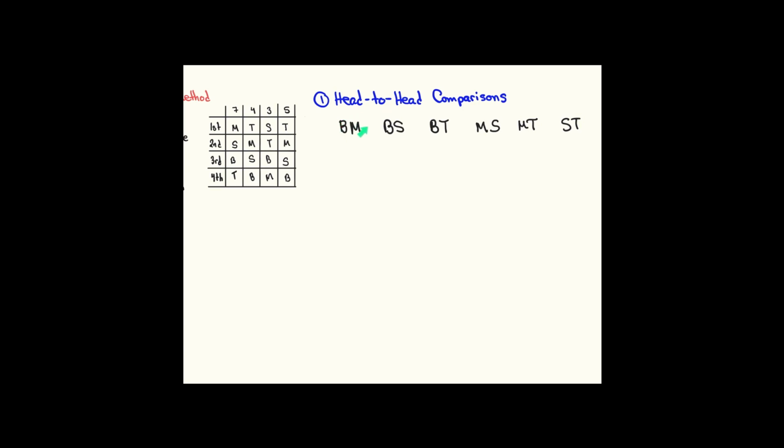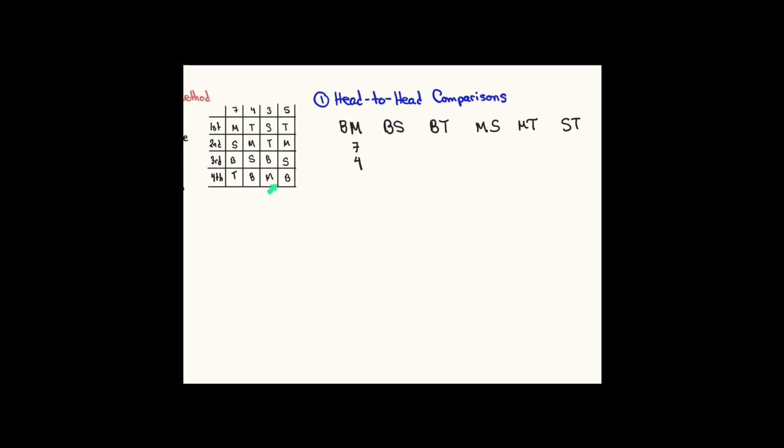We're going to start with BM. We look at the first column and see who is ranked highest, B or M. In this case, M is ranked highest, and therefore M receives 7 votes. Now look at the second column. Look at M and B. M is higher, and therefore M receives 4 votes.